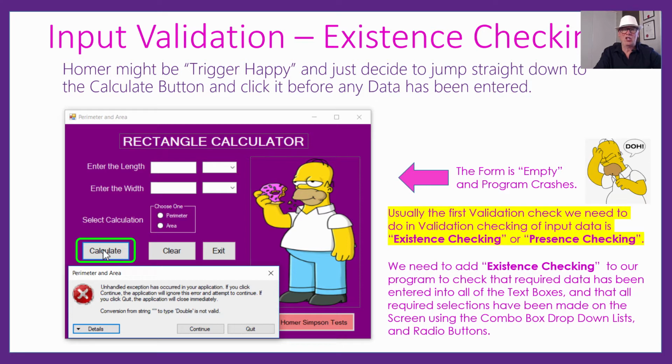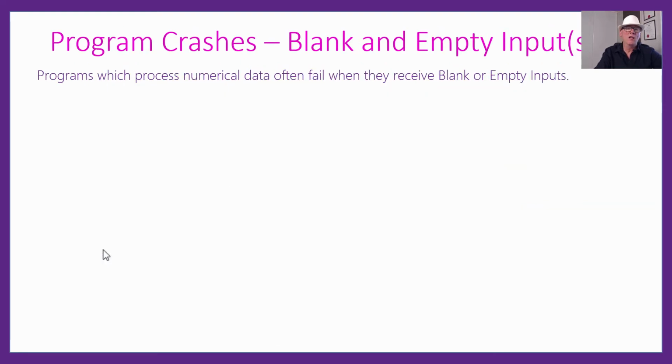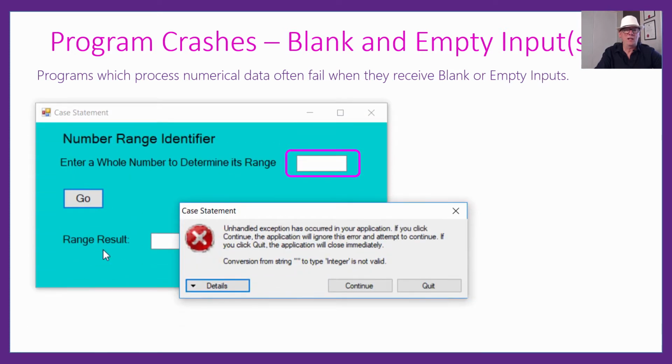So existence checking is the first thing we're talking about. The program will crash with blank and empty inputs. And why does it do that? Here's the program we had previously for the case statement lesson, and that would crash if you clicked the go button without entering anything into the text box.